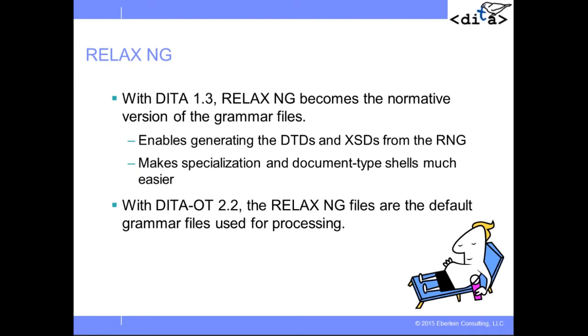Another thing with DITA-OT 2.2 is the RNG files become the default grammar files used for processing. And RelaxNG, championed by Elliot Kimber, was another large addition to 1.3. And it will make specialization and creating document type shells much easier than working natively with the DTDs or XSDs.